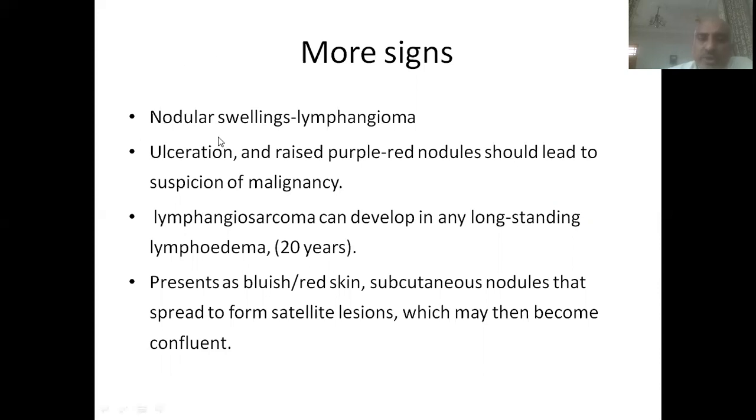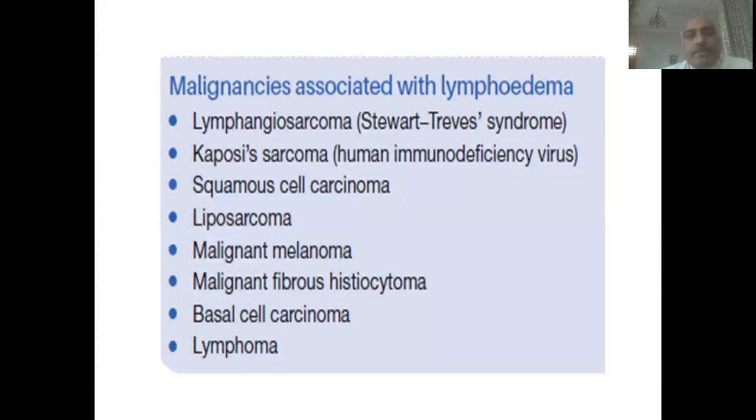Slowly and gradually, swelling appears on the skin. These are nodules, because nodules are made up of this lymph which becomes fibrous. And then there is ulceration and raised purple nodules, which raise suspicion of malignancy. Lymphangiosarcoma can develop in any long-standing lymphedema, if it is more than 20 years. Anything long-standing, even long-standing mild irritation of the skin, can give rise to tumor formation.